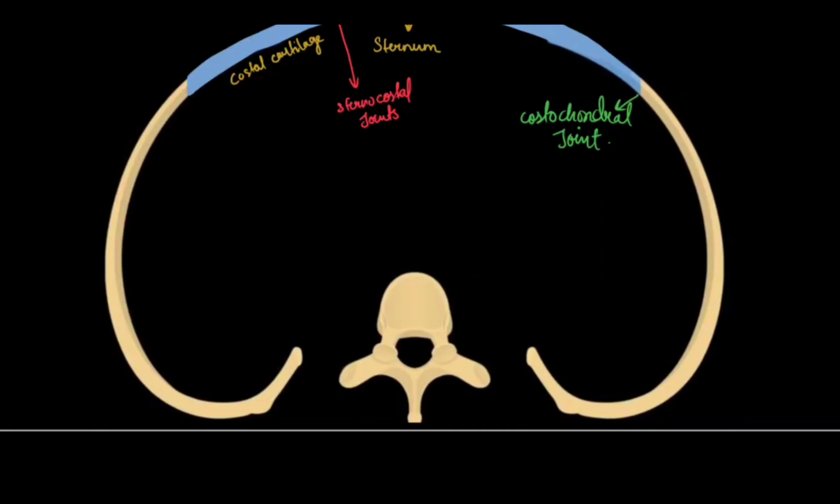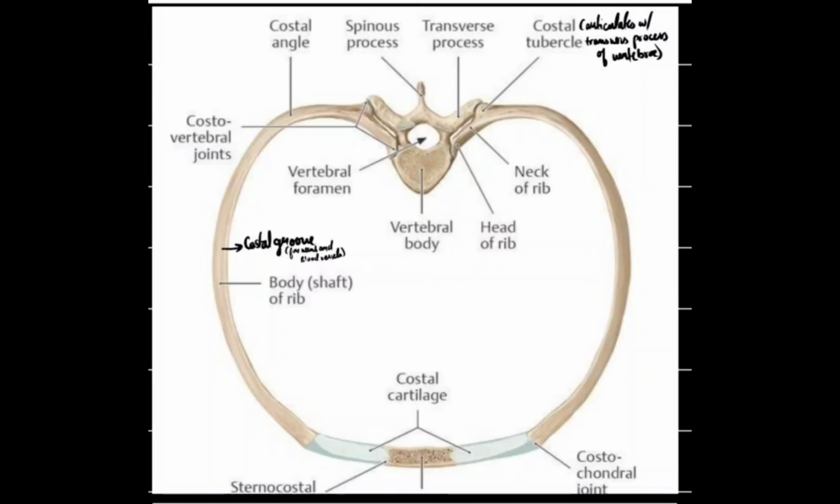So now let us have an overall look. Right here we can see the overall look of all the joints and the parts. At first we have the transverse process. We have the tubercle. This tiny little bump in here is the tubercle, which articulates with the transverse process of the vertebrae. We have the spinous process of the vertebrae. We have the costal angle. This is the costal angle. We have the costovertebral joints, that is the combination of head and the neck. We have the vertebral body.